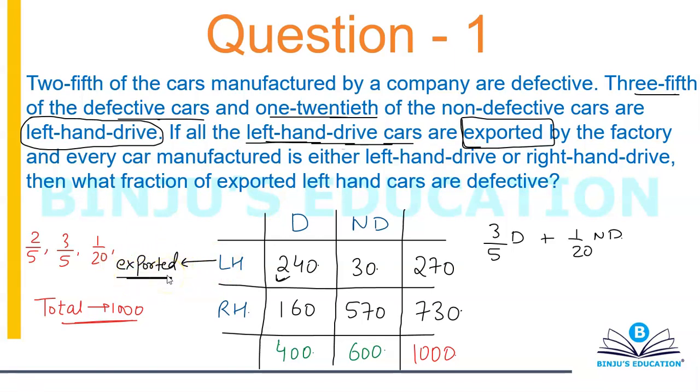So 270 cars are being exported. What fraction of exported left-hand cars are defective? So I can say 240 out of 270 are defective. That will give you a fraction of 8 by 9. And that's your answer to this question.